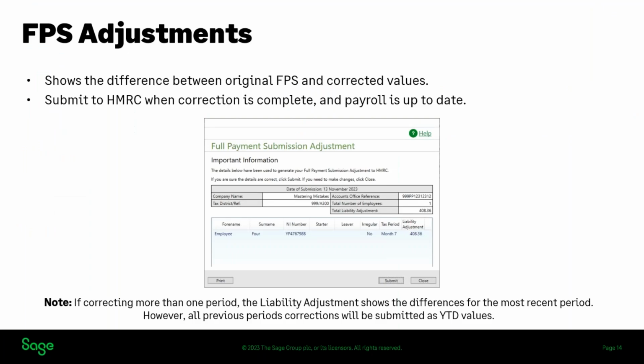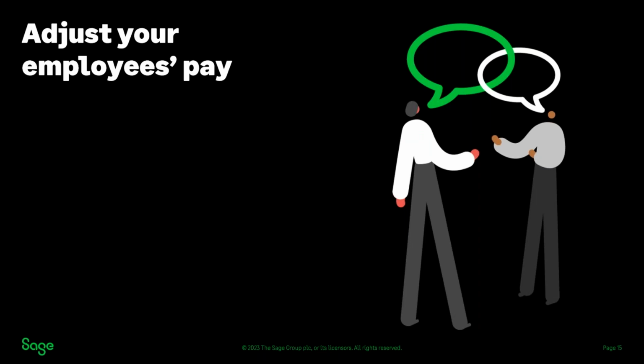So that's an FPS adjustment. It's kind of your final task in payroll once you've corrected your payroll records. But the last thing you'll need to do is to consider any other adjustments you need to make. So for example, adjustments to your employees' pay. If their net pay value has changed as a result of the correction, which I expect it probably would in most cases, but also other items like HMRC payments, pension payments and nominal link.